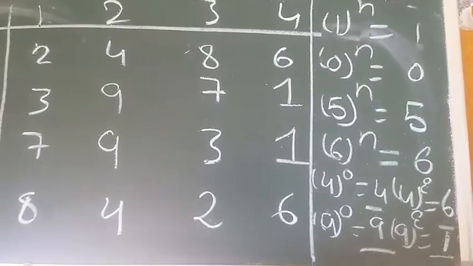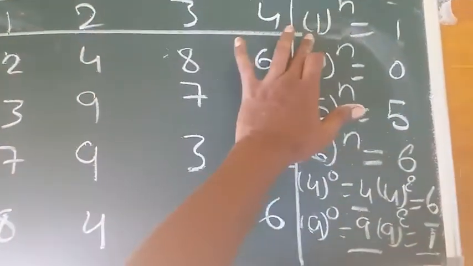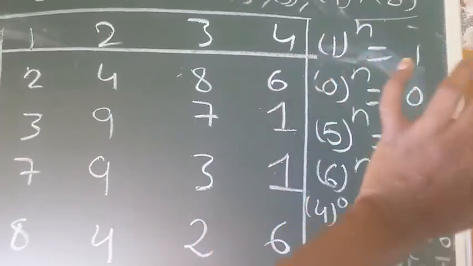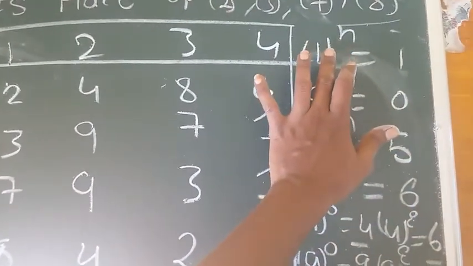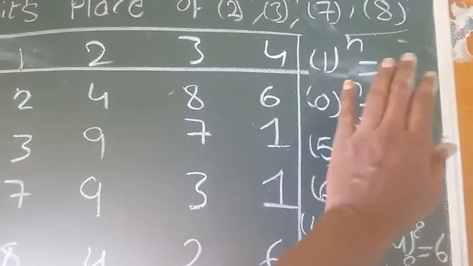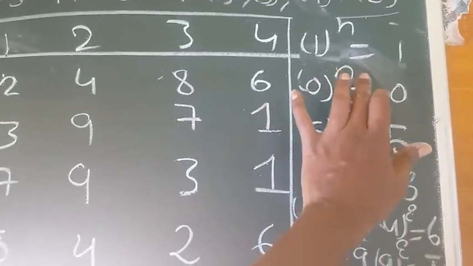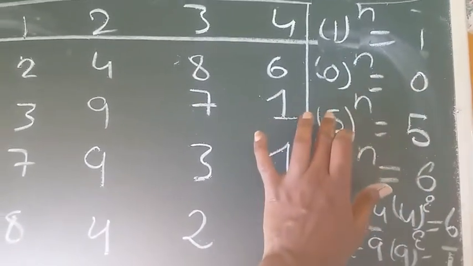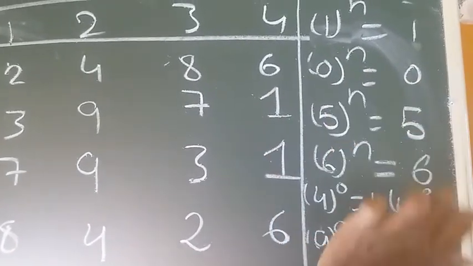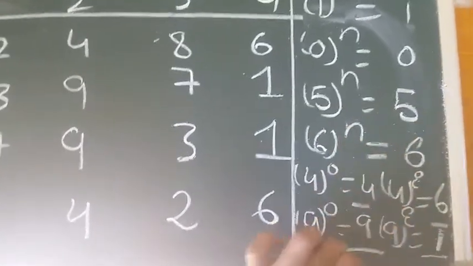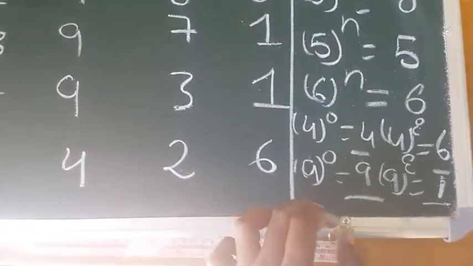In previous videos we have discussed how to find the units place of 1, 0, 5, 6, 4, 9. 1 power n units place will be 1. When you multiply 1 n times, you will definitely get 1 at the units place. When you multiply 0 n times, what will be the units place? 0. When you multiply 5 n times, what will be the units place? 5. When you multiply 6 n times, what will be the units place? 6. But for 4 and 9, there is a logic.